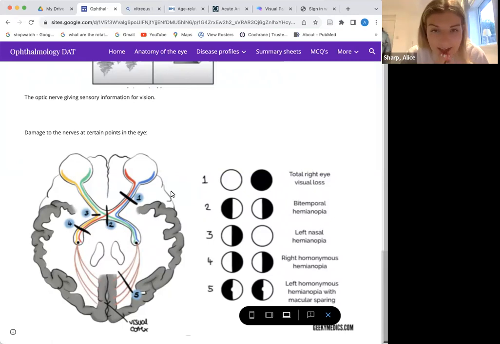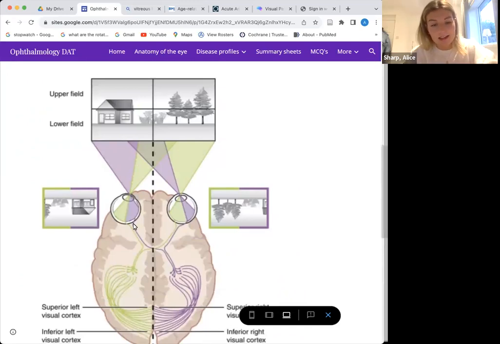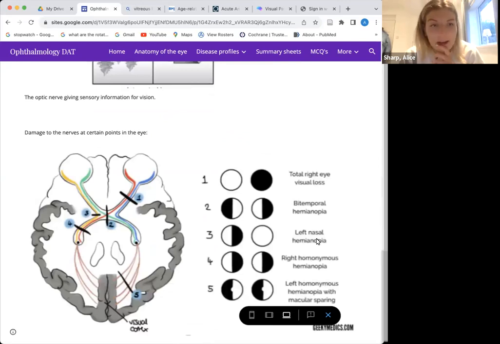Then if we look at number three, which is the optic nerve of the left eye but not the part that crosses over at the optic chiasm, you're going to get left nasal hemianopia. It's providing the lateral side of the eye, but that means it's going to project into the nasal view. If you look at this image, you can see that the area that is medial in the eye is giving your temporal view. So you're going to get left nasal hemianopia.